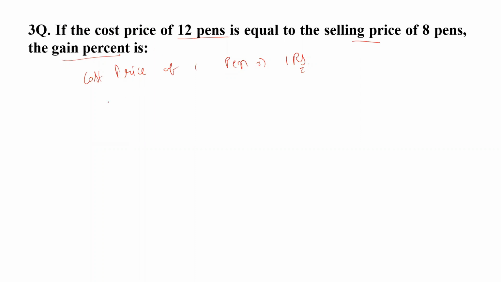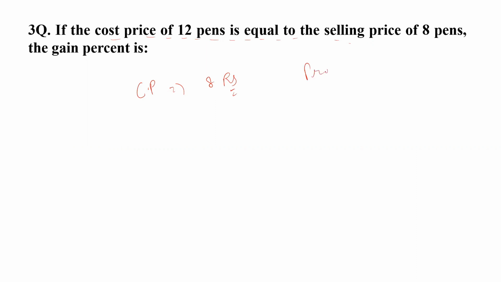So actually he is selling 8 pens. What is the cost price of 8 pens? We know that the cost price of 1 pen is 1 rupee, so the cost price of 8 pens would be 8 rupees. That means our cost price is 8 rupees for selling 8 pens. But we know that the cost price of 12 pens is equal to the selling price of 8 pens.